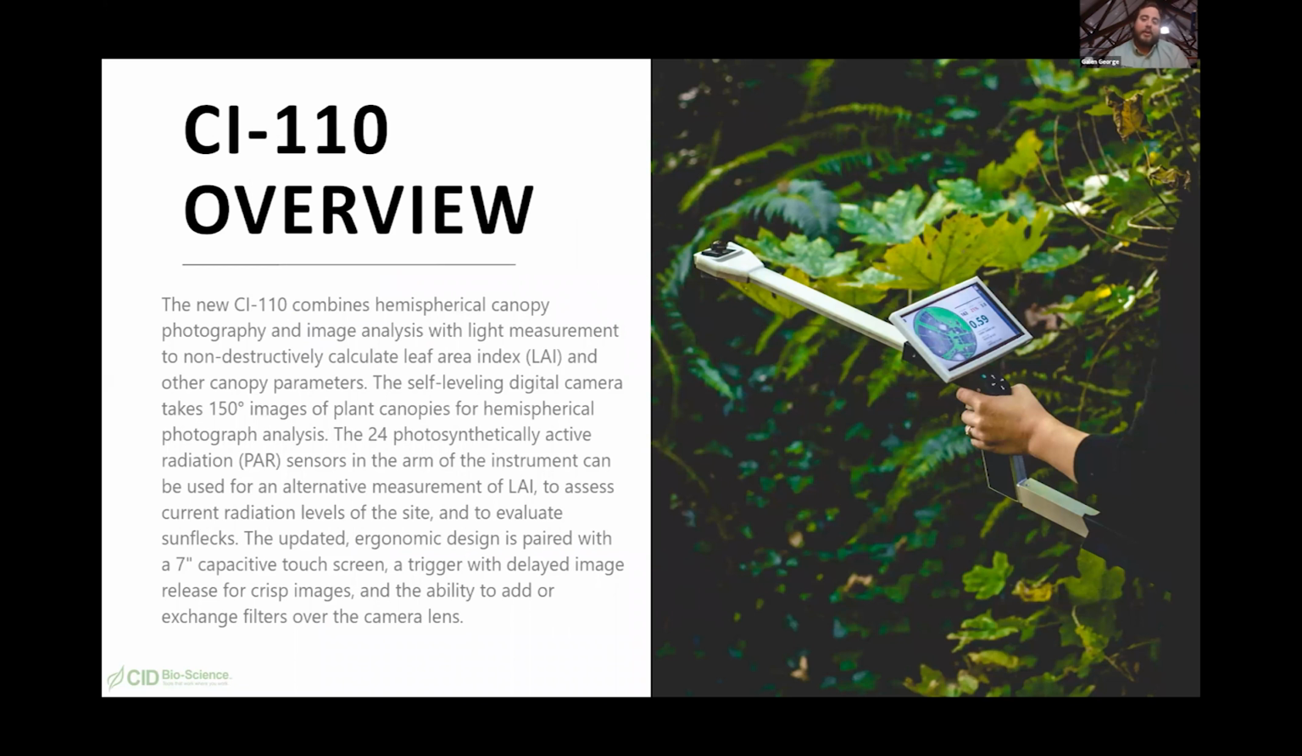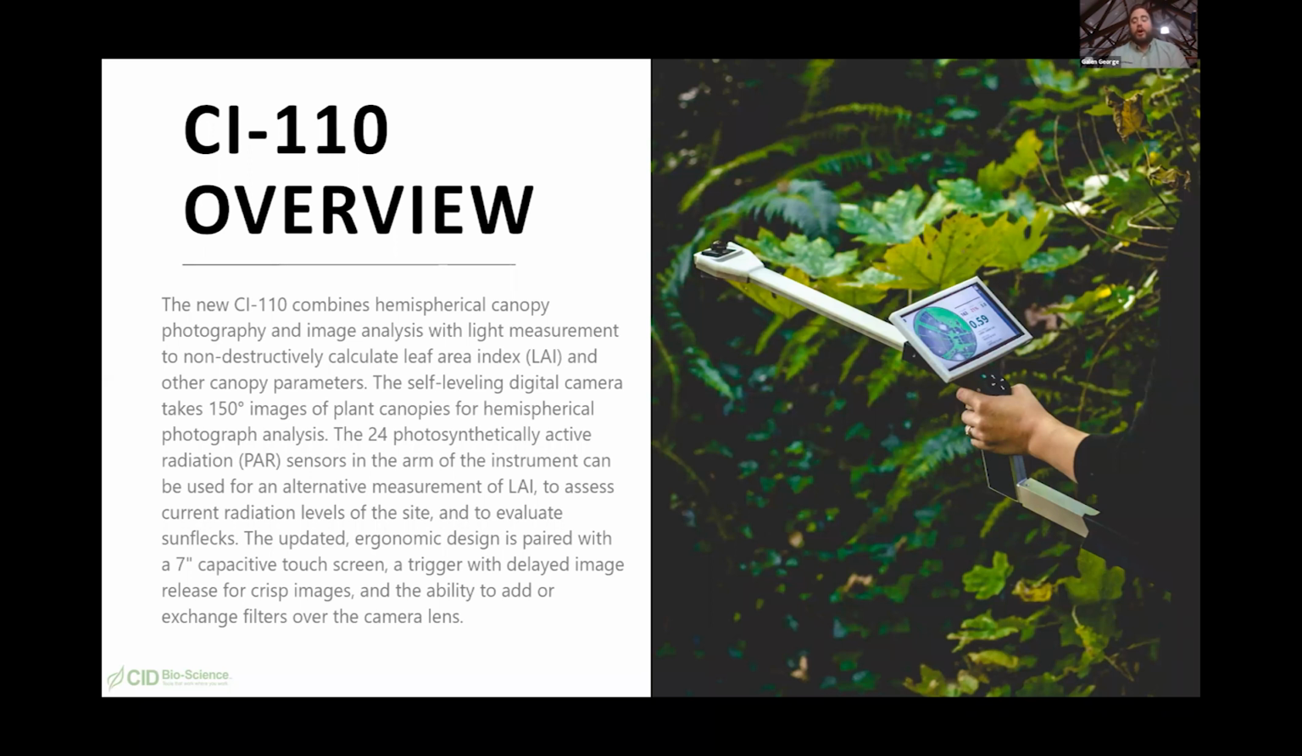So talking about the CI 110, the CI 110 is a plant canopy imager, and it utilizes a hemispherical camera to do hemispherical canopy photography, as well as image analysis with light measurements to non-destructively calculate leaf area index, as well as a variety of other canopy parameters. It has a self-leveling digital camera that does 150-degree images of the plant canopies.